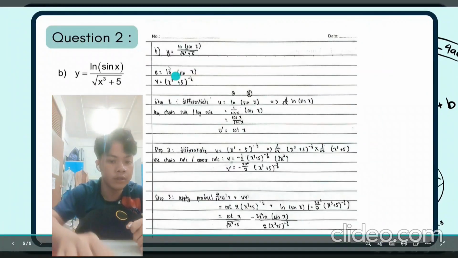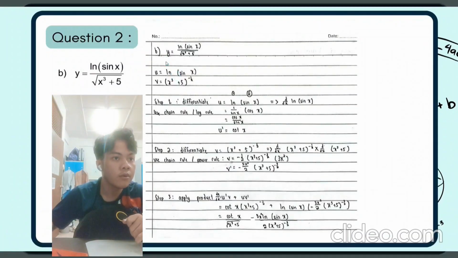We move to the next question. We need to differentiate this equation, so we do the same thing. We need to divide it into two groups, u and v. The u is ln sin x, and the v is (x cubed plus 5) to the power negative 1 over 2. Step 1, we do the same thing also.